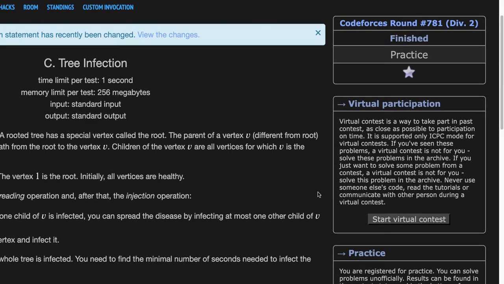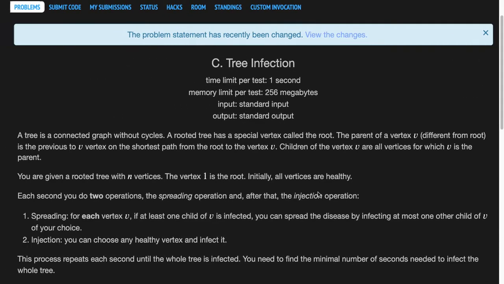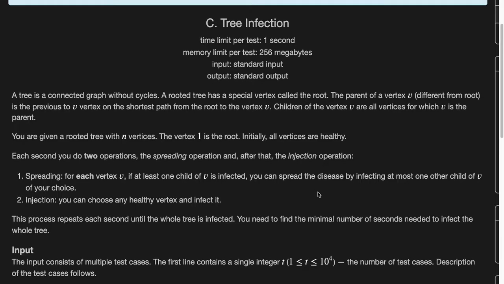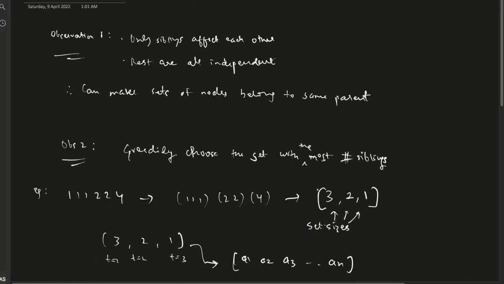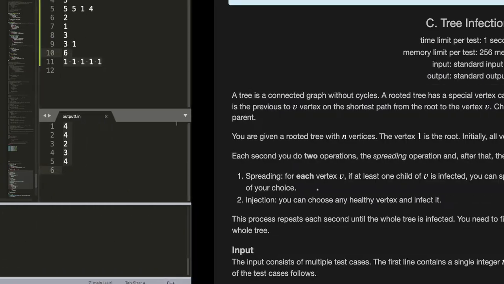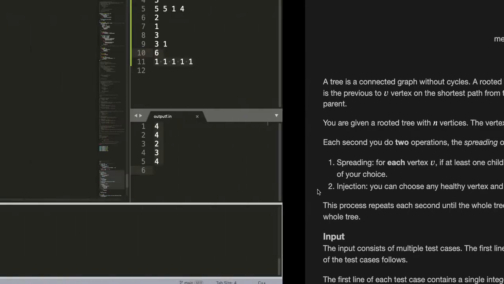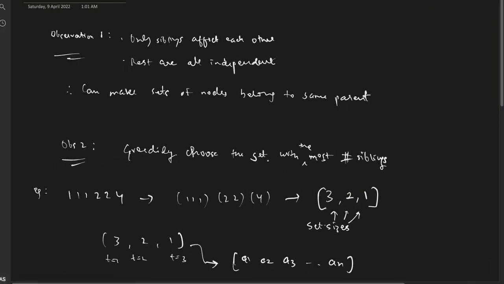From today's round, Codeforces Round 781, Div 2C. The solution is as follows. So we've been given a tree where, okay, you can read the problem statement. The way we solve this is via two observations.